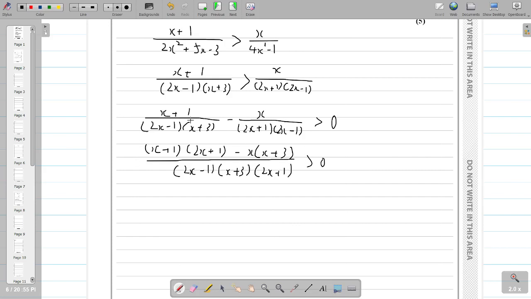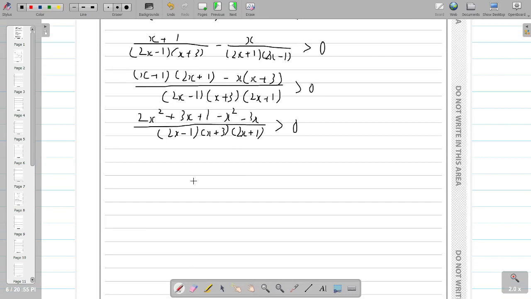So what we're going to do is expand the top and then simplify it. So 2x squared plus 3x plus 1 minus x squared minus 3x over all of that. Apologies for not writing properly on the lines. I would do that if I were actually sitting for this paper, but I am not. So let's simplify the top first, because that's what we need. So we're left with x squared plus 1, which is always positive. Right? So 2x squared minus x squared is x squared. 3x minus 3x is 0, so we're left with x squared plus 1 over all of that.